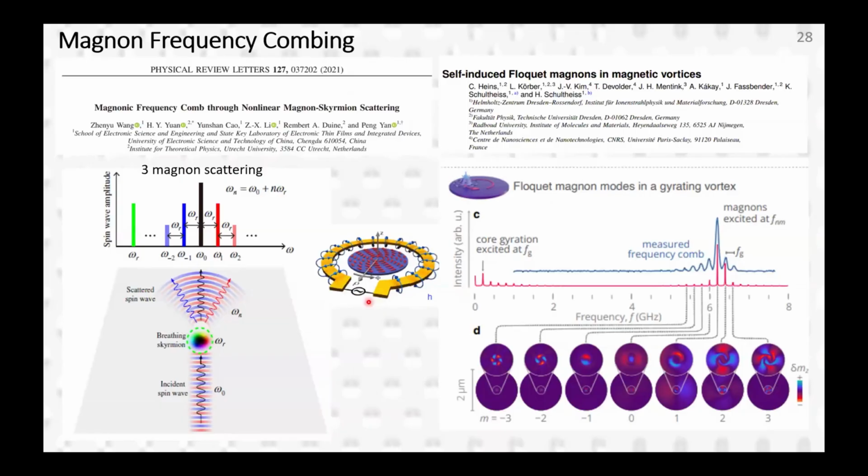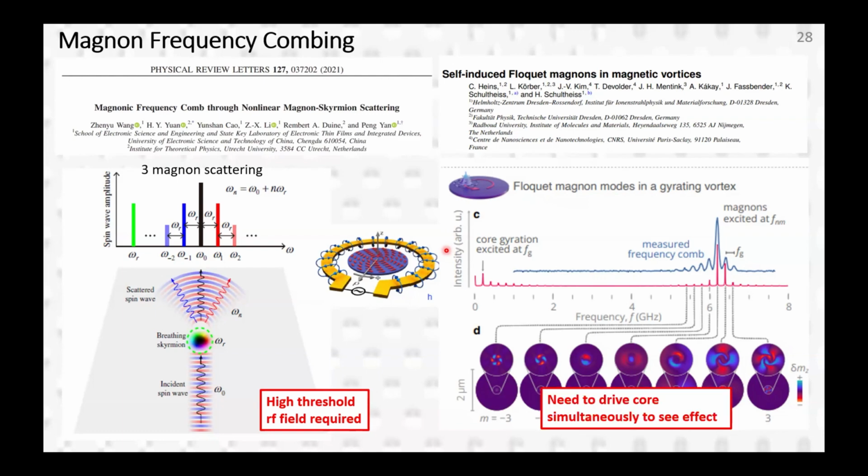But this magnon frequency combing is kind of a new field of interest. It's been discussed before in this paper, where they look at a breathing skyrmion and pass a spin wave through it, and the spin wave interacts with the breathing skyrmion and generates this frequency comb. The problem with this is they need a high threshold. I think they need a few hundred millitesla to achieve this, which is impractical in real experiments, so this is just a simulation paper. And then it's also been achieved in single vortex states, but you need to drive the core simultaneously to see this effect.